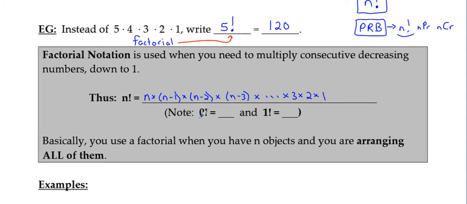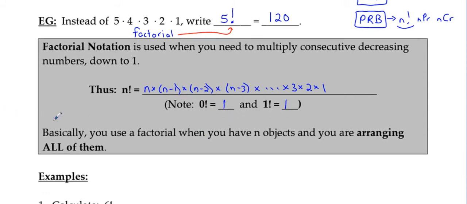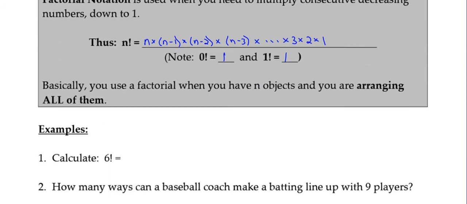Now, 0 factorial doesn't really make sense because you can't start at 0 and go down to 1. So even though it doesn't have a meaning, it does have a value and it's equal to 1. As well, 1 factorial is equal to 1. A little bit later on, you'll see why 0 factorial is equal to 1. You use the factorial button when you have n objects and you are arranging all of them. So in this example, we had 5 people and we are arranging all of them in a lineup.